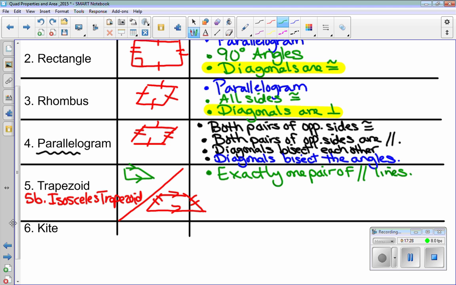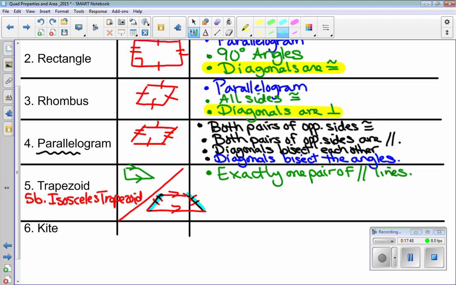But in order for it to be an isosceles trapezoid, we have to have the non-parallel sides be congruent, meaning this side is congruent to this side. We call those the legs, just like we would in an isosceles triangle. The legs are congruent, okay?